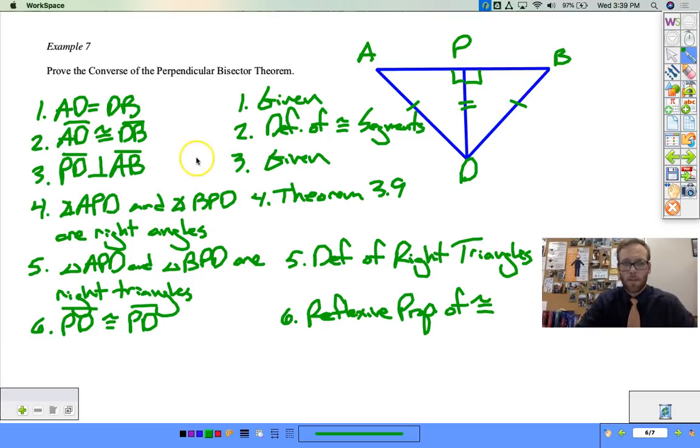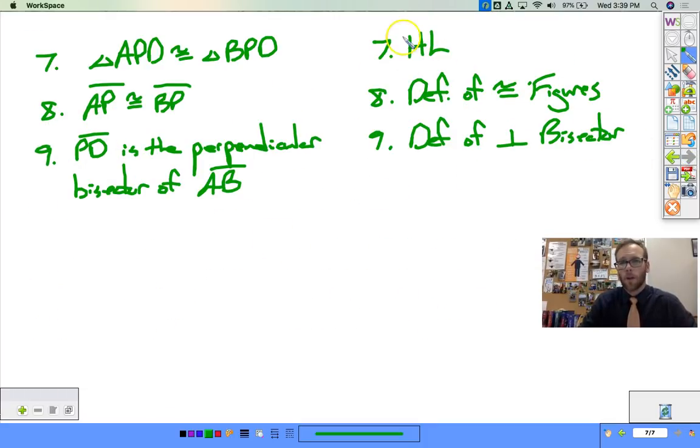Let's walk through the steps there. If I know I'm going to use hypotenuse leg, I have to say the right triangles. So perpendicular gives me the two right angles by theorem 3.9. We already used that one this lesson. If they're both right angles, both triangles are right triangles. That's the definition of right triangles. I've got my reflexive property: PD is congruent to PD. That gives my triangles congruent by hypotenuse leg.